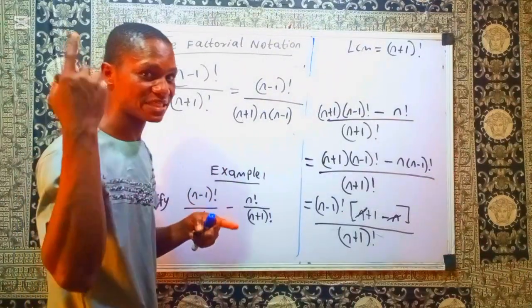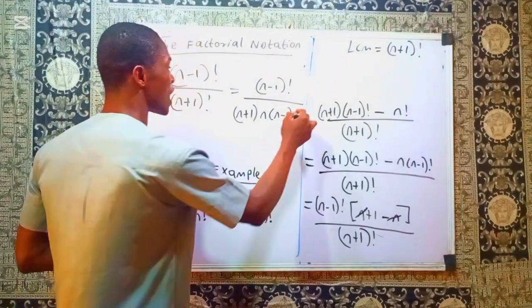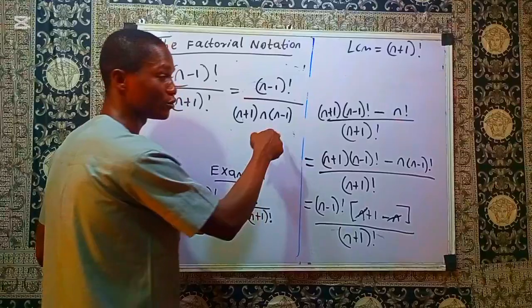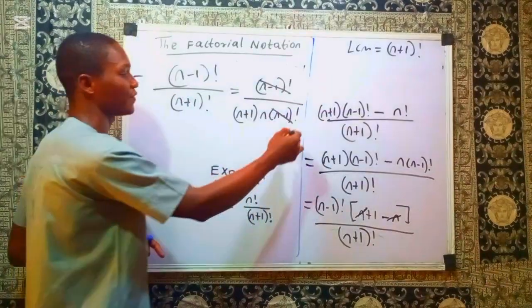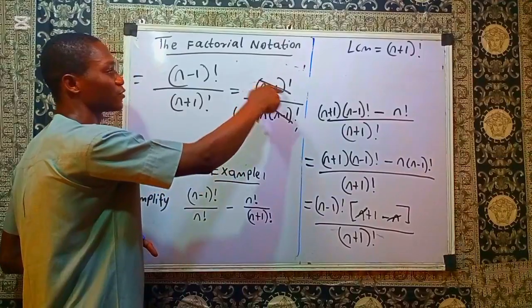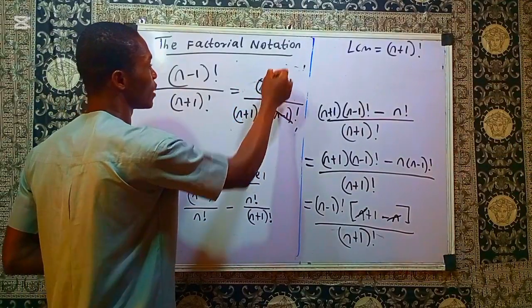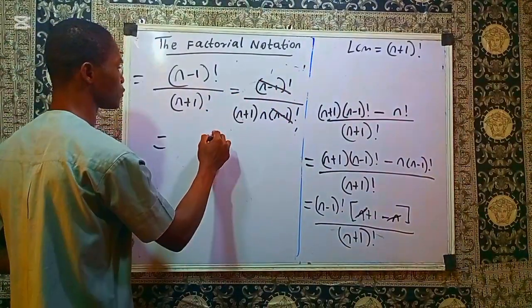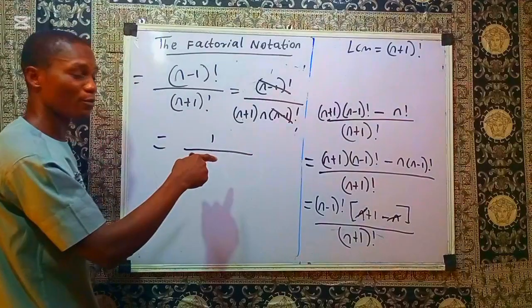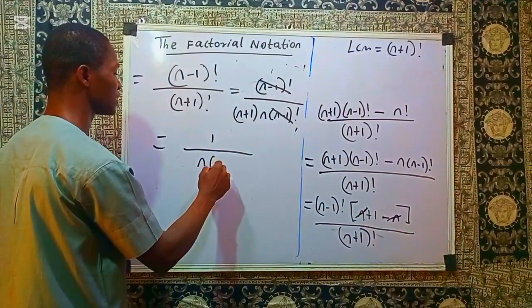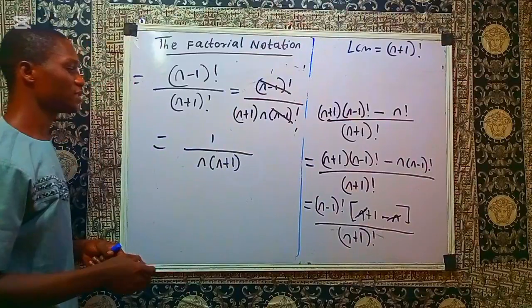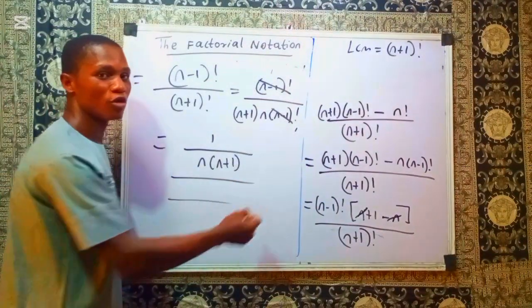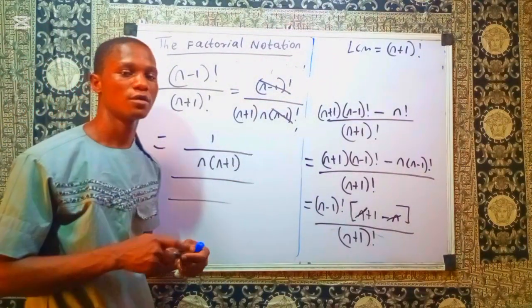And because I did not expand this thing down to 1, as I'm stopping in the middle, I have to put what? Factorial. (n minus 1) factorial can divide itself, I have 1. (n minus 1) factorial divide (n minus 1) factorial, I have 1. What is remaining at the numerator is 1. And what is remaining at the denominator is what? n multiplying n plus 1. So this is the final simplification of that factorial expression.